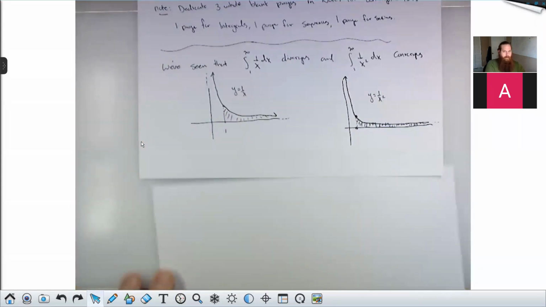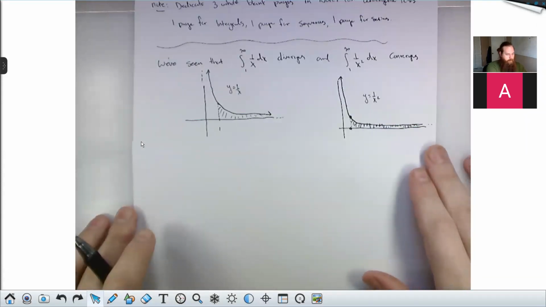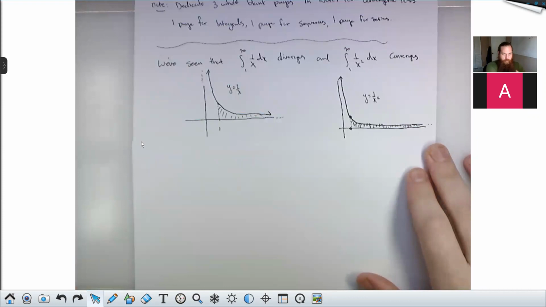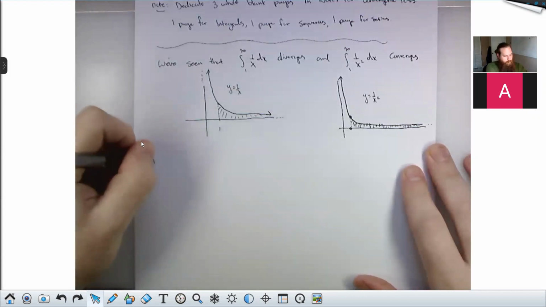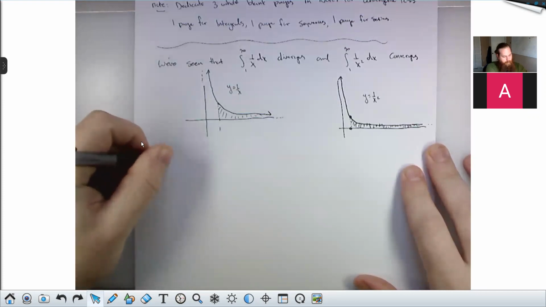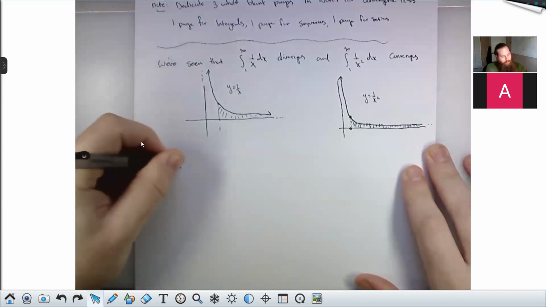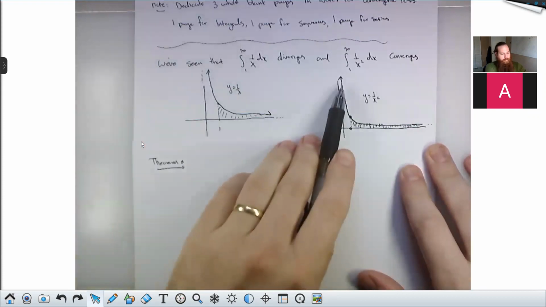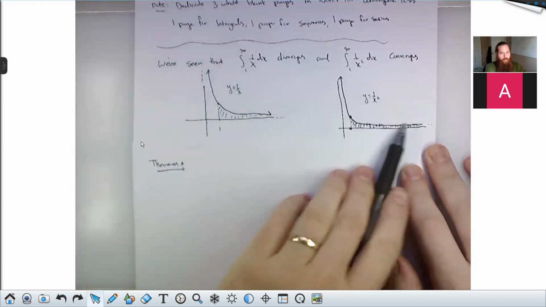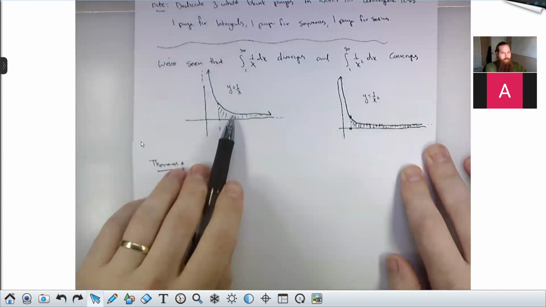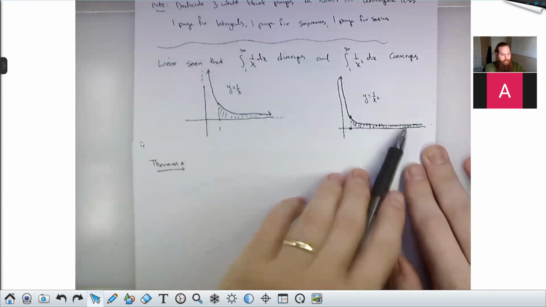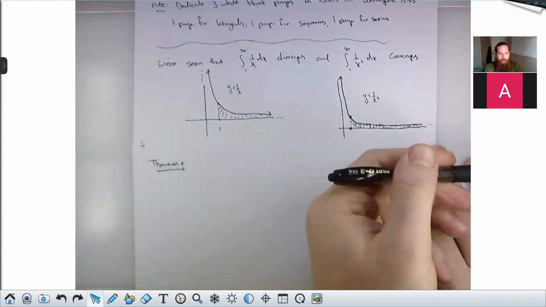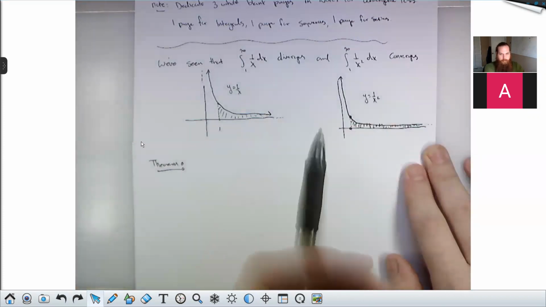So the question is, what is it about 1 over x squared that allows its integral to converge while the integral of 1 over x diverges? And what other sort of integrals could we look at? So here's the theorem. I kind of already gave it away here, right? It's the fact that this guy sits down so much harder on the x-axis than this guy that allows this area to be small enough that even though it goes on and on and on forever to the right, it's still a finite area.